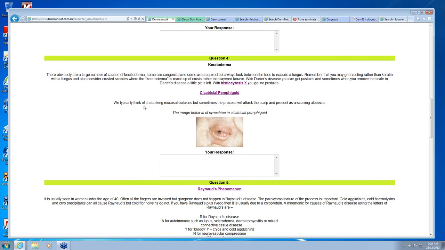Now, cicatricial pemphigoid, we typically think of it as attacking mucosal surfaces, but sometimes the process will attack the scalp. Rarely that can happen, and it'll present as a scarring alopecia. You may just get those areas and not get the mucosal areas involved, but that must be rare. It's a rare condition.